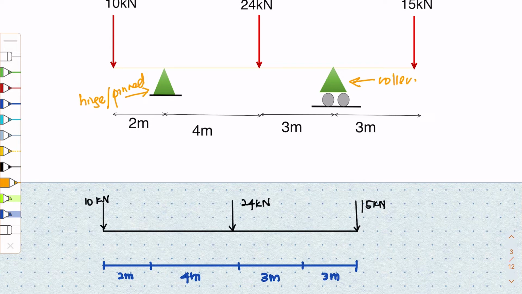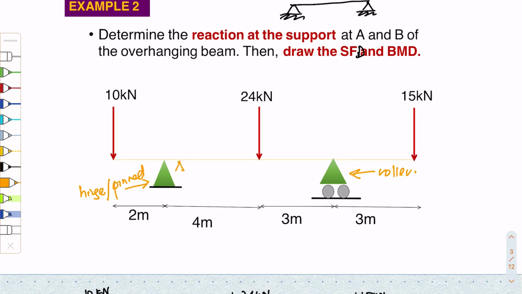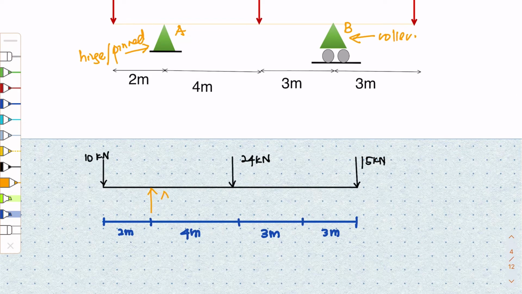Okay, at 2 meter here, we have 1. Okay, kita kena namakan dia lah. Dia tak nama A and B, so tak letak, tapi kita kena letak lah A and B here. So ini A and the other side is B.